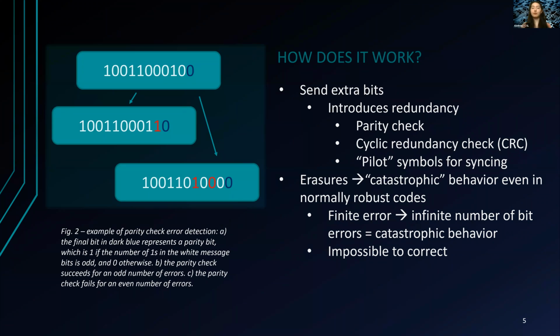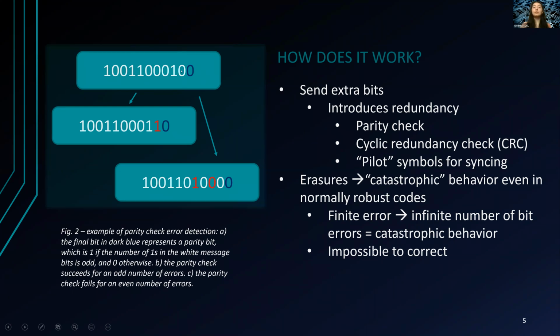We won't really be going into CRCs or pilot symbols today, but I just wanted to go over a simple parity check scheme so that you understand how this kind of thing works. So this original message here are these white bits, and our parity check bit is this 0 in dark blue. The parity check tells you if you have an even or odd number of ones in the message. So if you have an even number, here we have 4, then you'll have a 0. And if you had an odd number, for example 5, you should have a 1.